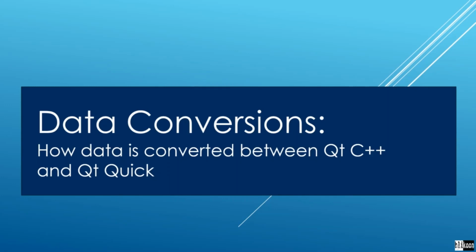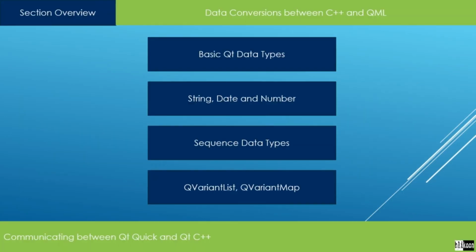In this chapter, we're going to focus on how data is converted between the C++ side of Qt and the Qt side. We're going to start by looking at the basic data types of Qt and how they are translated to the QML side. We're going to look at string, date, and number data types and see some of the added features that QML adds to these data types on top of the standard JavaScript data types. We're also going to look at sequence data types, things like lists and vectors, and see how they are mapped on the QML side. We're going to wrap up the chapter by looking at variant list and variant maps and how they are used on the Qt side.